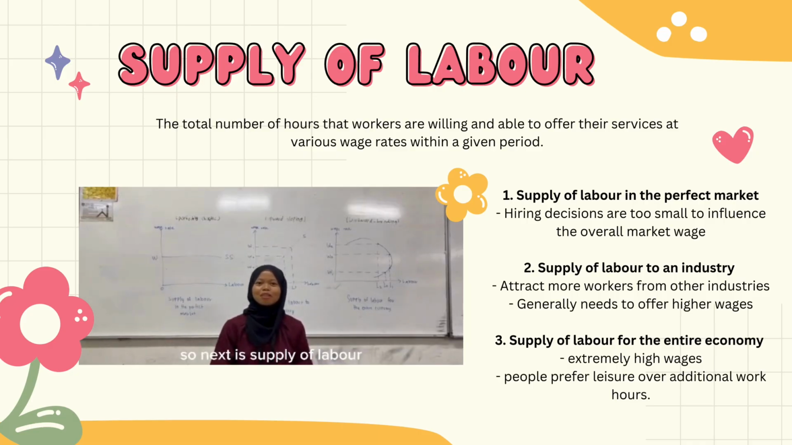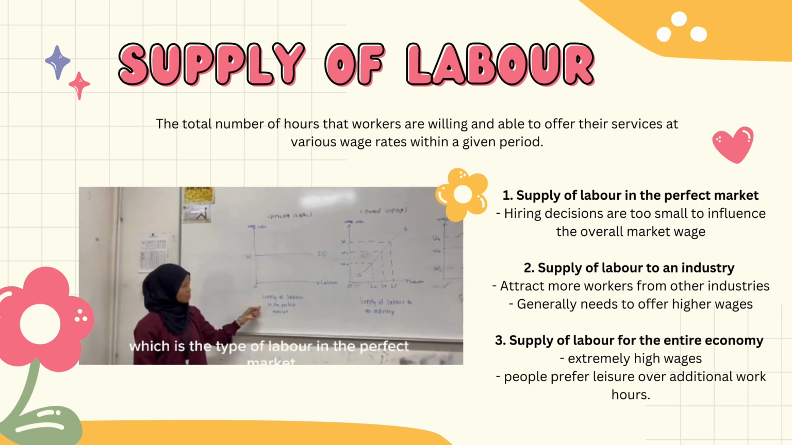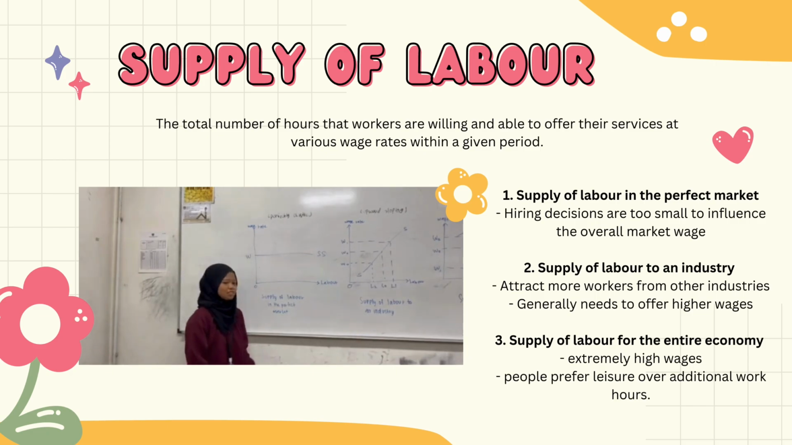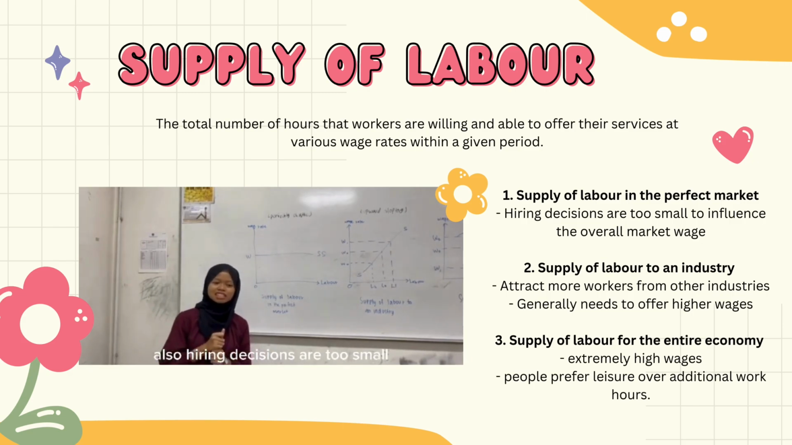So, next is supply of labor. Supply of labor refers to the total number of hours that workers are willing and able to offer their services at various wage rates within a given period. So, we look at this graph, which is the supply of labor in the perfect market. It is likely represented by a perfectly elastic curve, which means they can hire as much labor as they want. Also, hiring decisions are too small to influence the overall market rate.